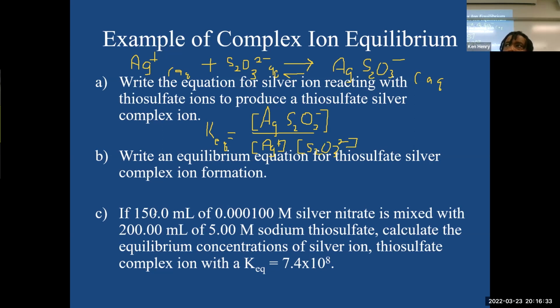And then it says, if 150.0 mL of 0.00100 molar silver nitrate is mixed with 200.00 mL of 5.00 molar sodium thiosulfate, calculate the equilibrium concentration of the silver thiosulfate complex ion with a Keq equal to 7.4 times 10 to the 8. Okay, so how would I do that? How would I calculate it?